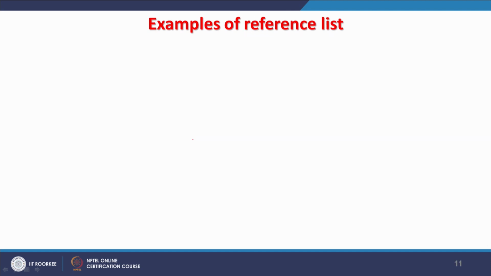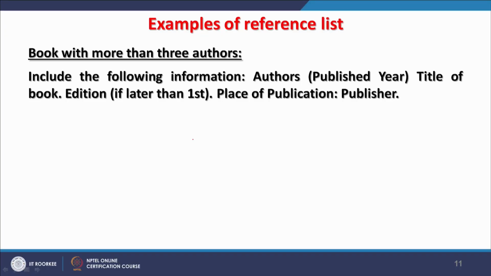This is just an example, do not start searching for a book like this. Book with more than 3 authors. In the 2 authors example we have seen that we have to write their surnames there, but if it is more than 2 authors, then authors, published year, title, all details, surname and their initials.